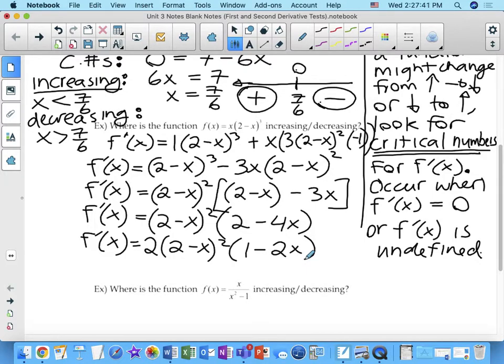And when it's in this form, if I set it equal to 0, I can very easily see the values of x that'll satisfy that equation. Okay, so that's what I'm going to do.